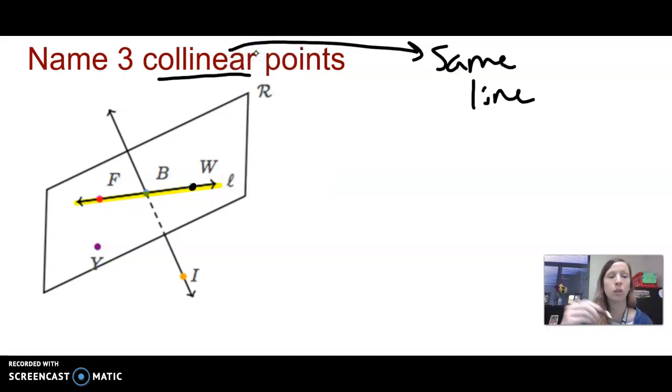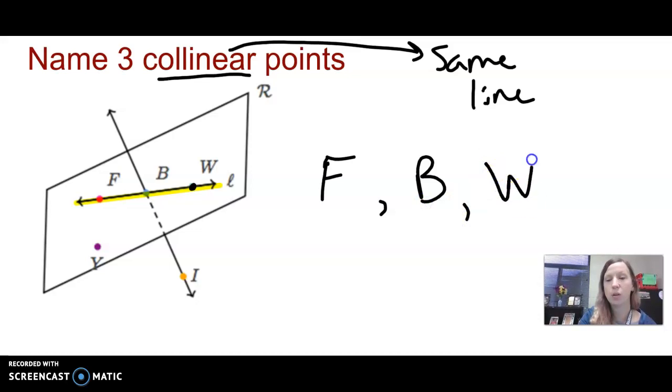So if I were to list those 3 points, it'd be F, comma, B, comma, W. I put commas between them because I'm basically listing the 3 points. I don't want anyone to think I'm naming something else. So I put commas between them to emphasize those are 3 separate points. Okay, and they all lie on the same line, so they are indeed collinear.